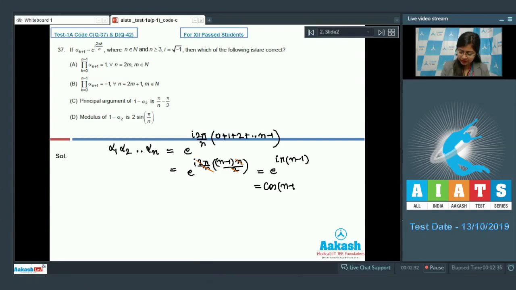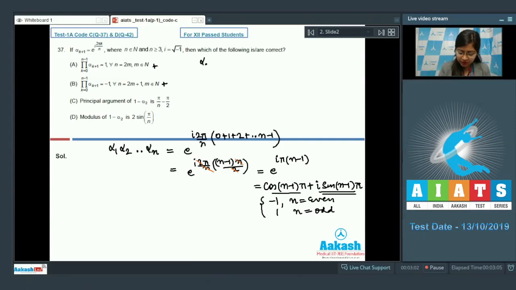which is equal to cos n minus 1 pi plus iota into sine n minus 1 pi. Right? Now here, if n is an even number, then the sine part will definitely be 0 and the cosine will be minus 1, and when n is an odd number, then it will be equal to 1. Right? So both of these options are incorrect. Now let's talk about alpha 2.